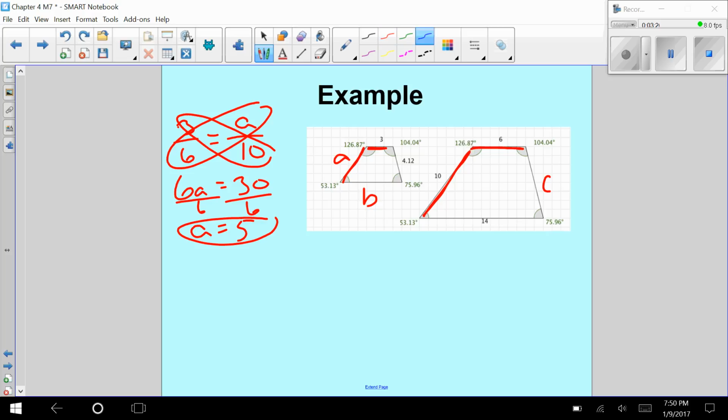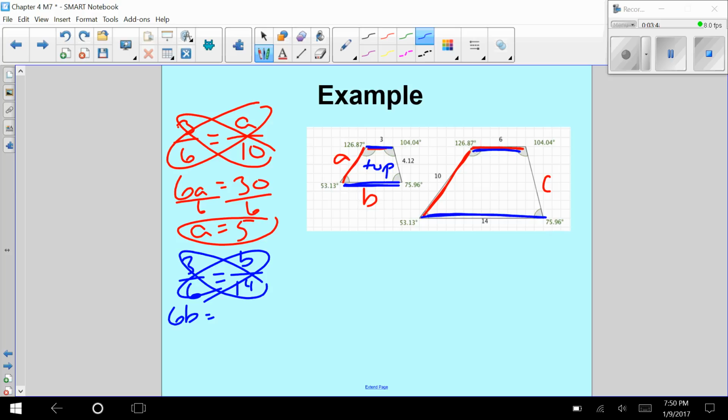Let's look at the next one. We're still going to use this 3 and 6. That's still my first ratio. Let's look at B. B lines up with 14. This is still my top figure, so B over 14. Now I cross multiply and divide. 6B equals 3 times 14, which is 42. Divide by 6, I get B equals 7.